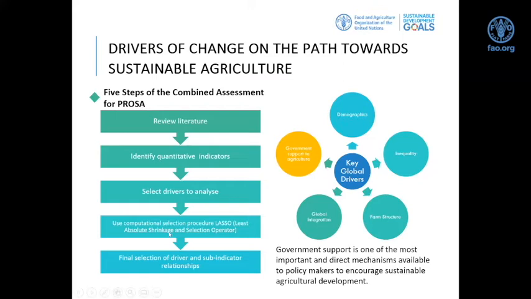So the drivers of sustainable agriculture were selected through a screening of publicly available global data. This was based on this review of literature, the reliability and country coverage of the driver indicator, as well as clear correlations with the sub-indicator proxies. So these correlations, for those interested more in the statistical methods, were performed using a lasso approach, which is a least absolute shrinkage and selection operator, to decrease the dimension of the indicators that were selected for the analysis. And that's how the final selection of the driver and sub-indicator relationships were identified.